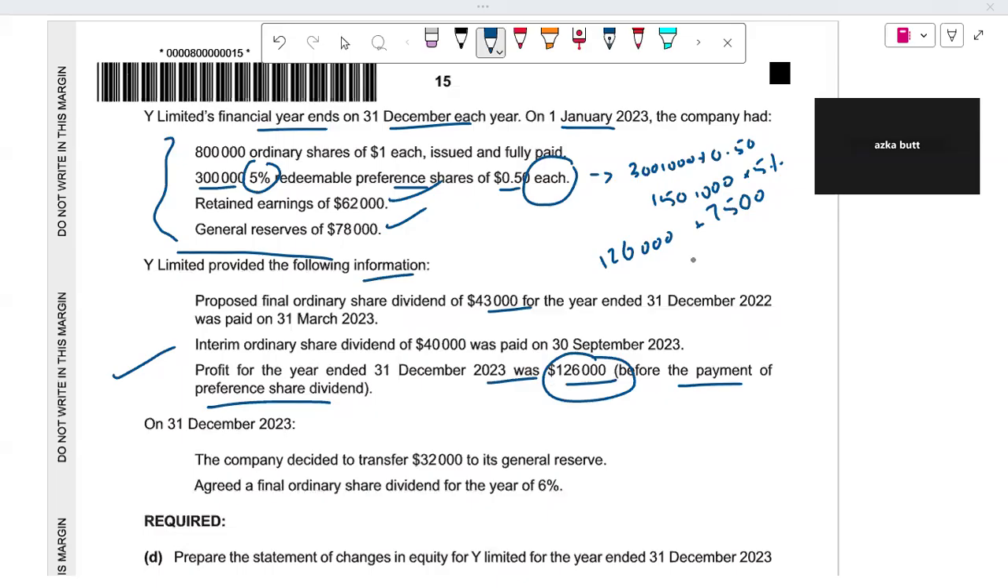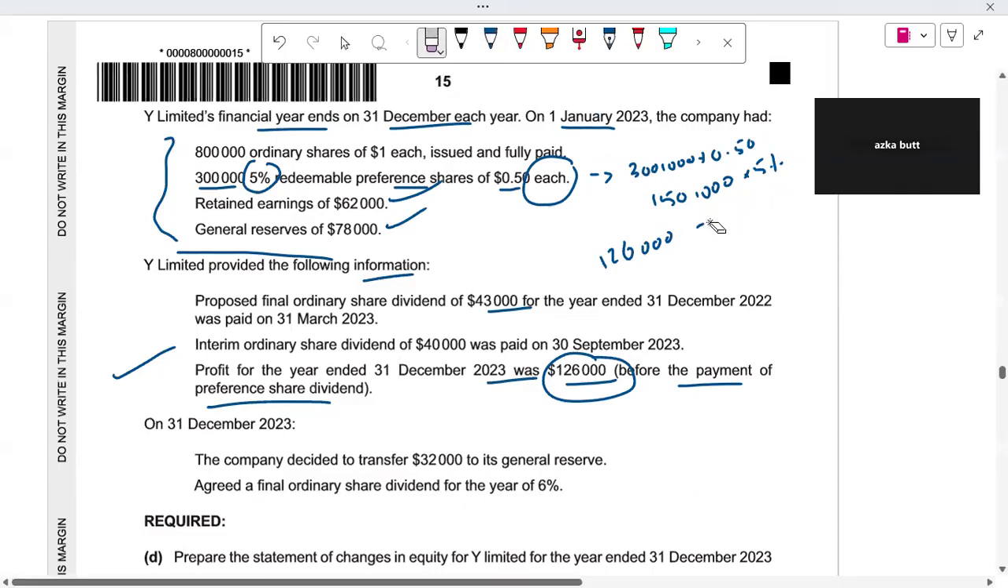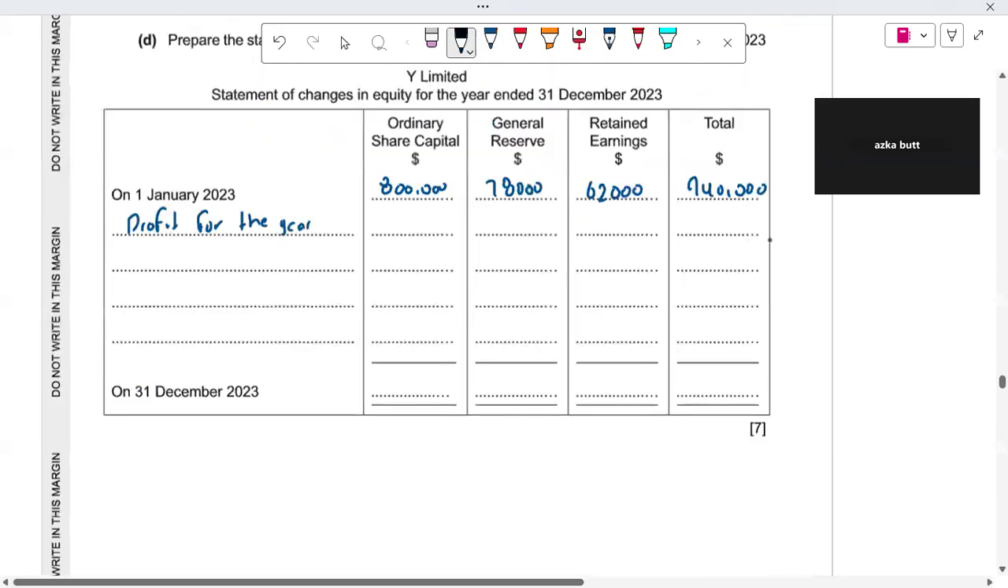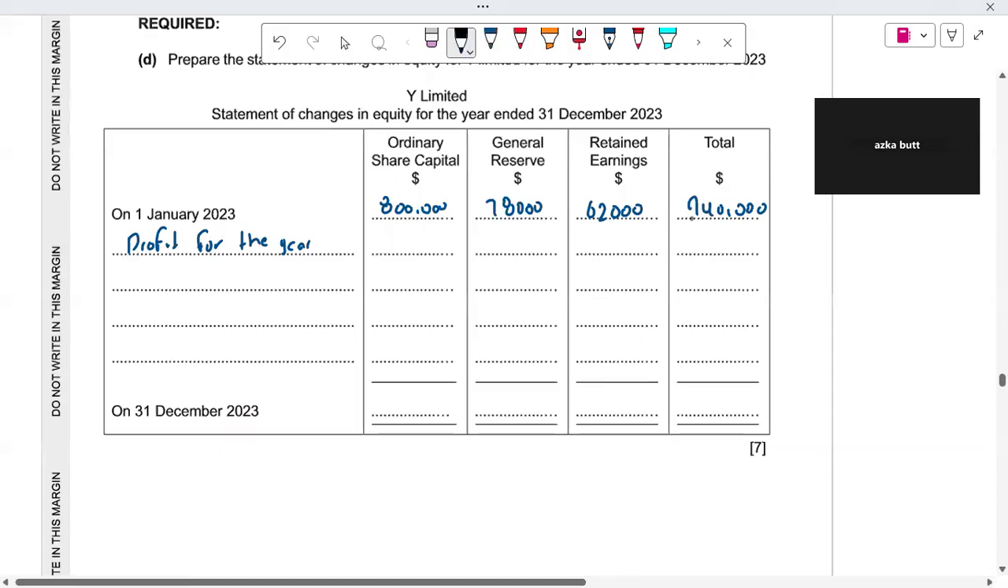126,000 was the profit, and this is before the payment of preference share dividend. So that's why we have to deduct now the preference shares dividend 7,500, and this will give you the answer 118,500. So this is the profit for the year. So we will add it into the retained earnings.